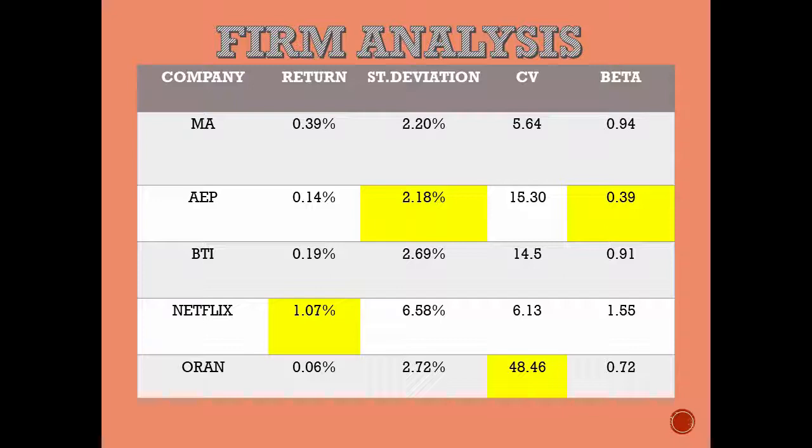And lastly, for the beta, the lower the ratio is the better. So American Electric Power has the lowest beta, which is 0.39, followed by Orange, and then Mastercard. Lastly, the highest beta, which is the famous entertainment media, is Netflix.